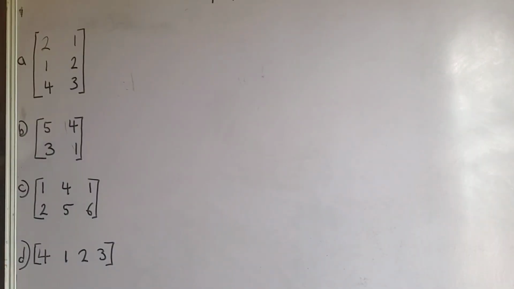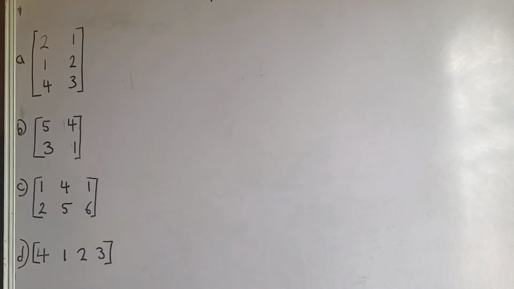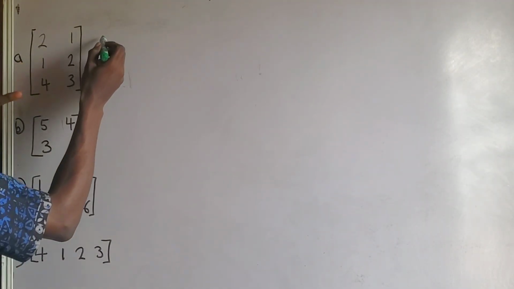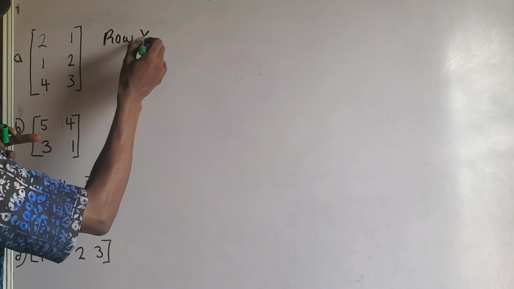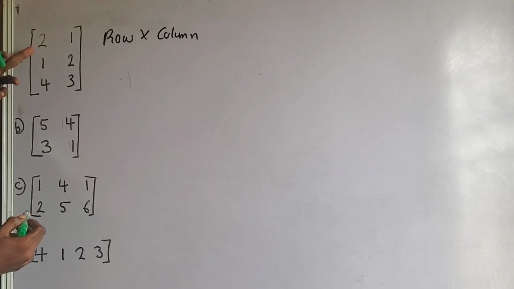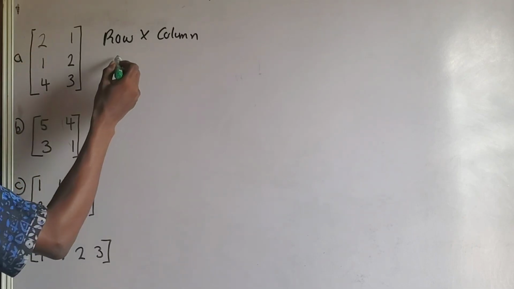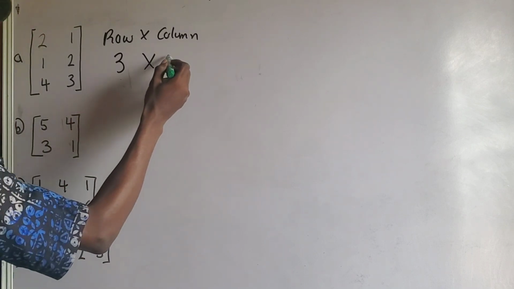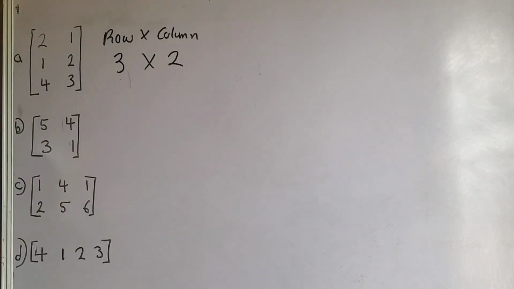Do you understand? Okay, let's look at this practice question that we have on the board. We are asked to state the order of the following matrices. Okay, let's start with the first question. I told you that the order of a matrix refers to the dimension of the matrix. You understand? So for this, I'm going to have how many rows by columns. Okay, how many rows do we have in this matrix? 1, 2, 3. So I'm going to have 3 by. How many columns do we have? 1, 2. So that is 3 by 2. The order of this matrix is 3 by 2.